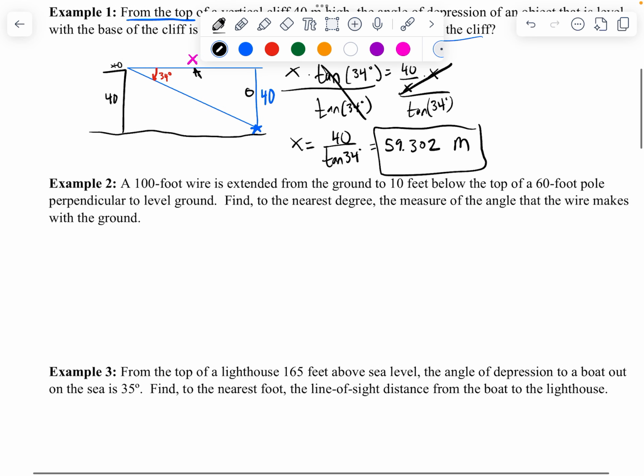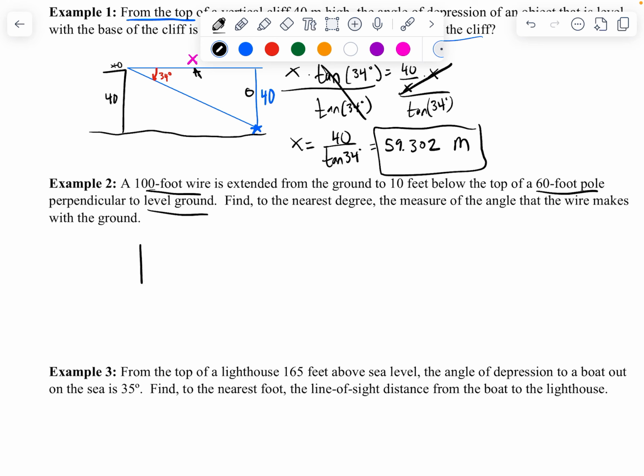So, example 2, you have 100-foot wires extending from the ground to 10 feet above the top of a 60-foot pole perpendicular to level ground. Find to the nearest degree the measure of the angle that the wire makes with the ground. So 3 contenders in this picture. We have a wire, we have a pole, and we have the level ground, right? You want to make sure you draw all of that.